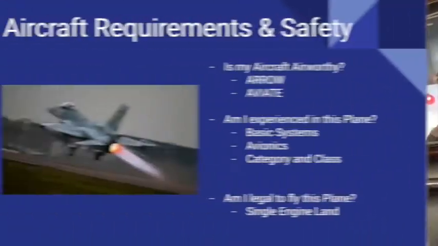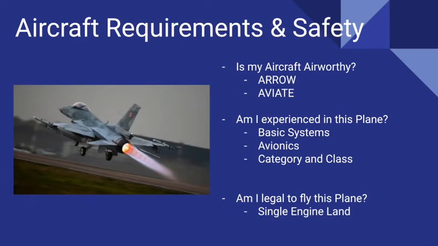Moving on. All right, what do we got next? Bring it in. Let's move down to the A in our PAVE checklist. Here you're going to see aircraft requirements and safety. Simply put, is my aircraft airworthy? Am I experienced in this plane? And am I legal to fly this plane?